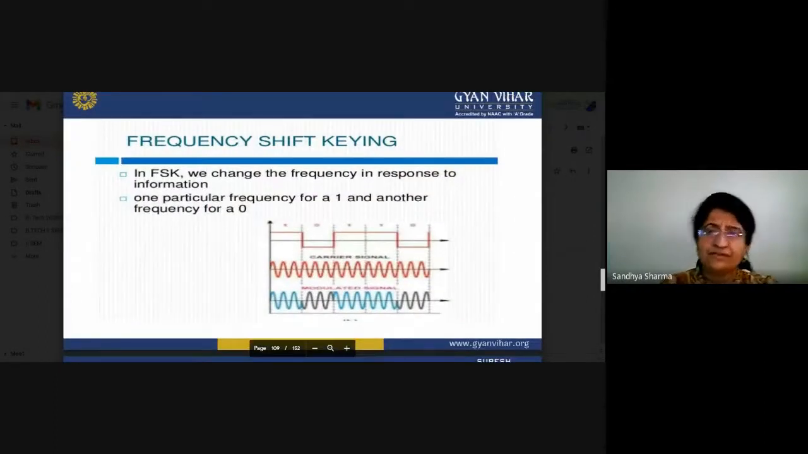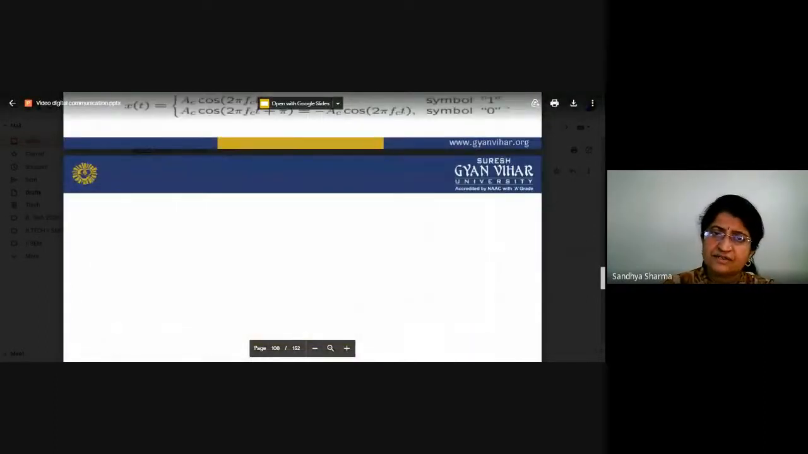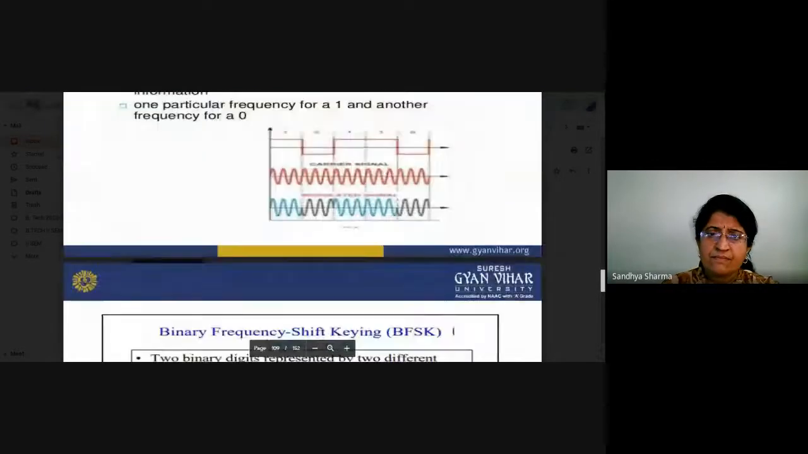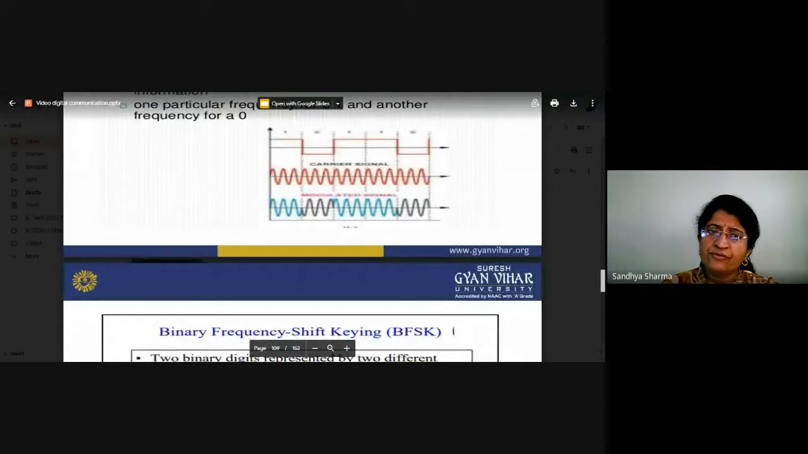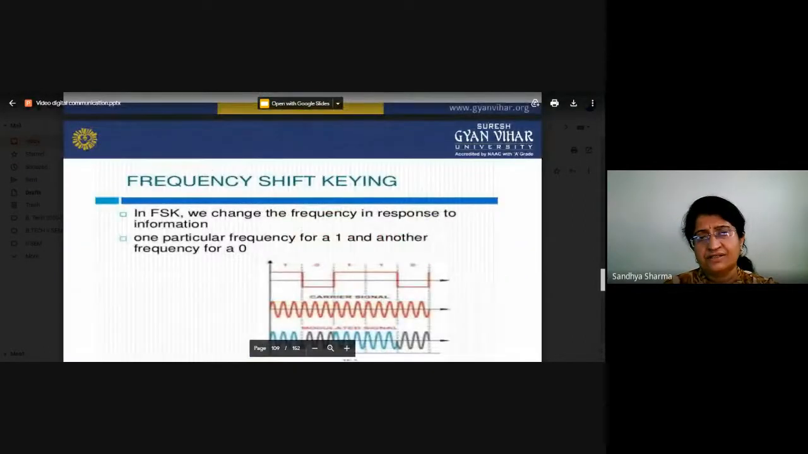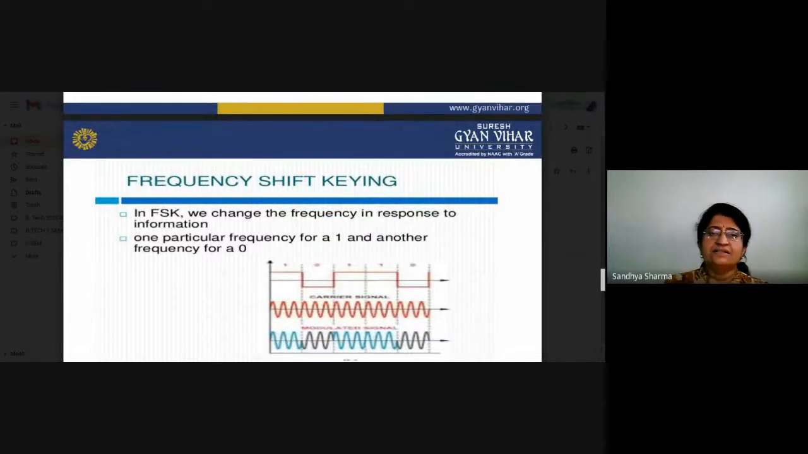Now we will switch to frequency shift keying. That is basically a description of a spectrum. If we are talking about frequency shift keying, what will happen in it? We change the frequency in response to the information. It means if you want to transmit your digital signal through the FSK system, the frequency of the carrier signal will change according to the value of our message signal.